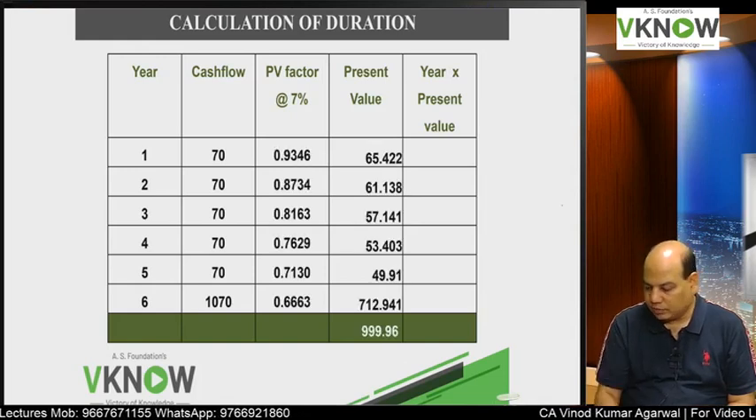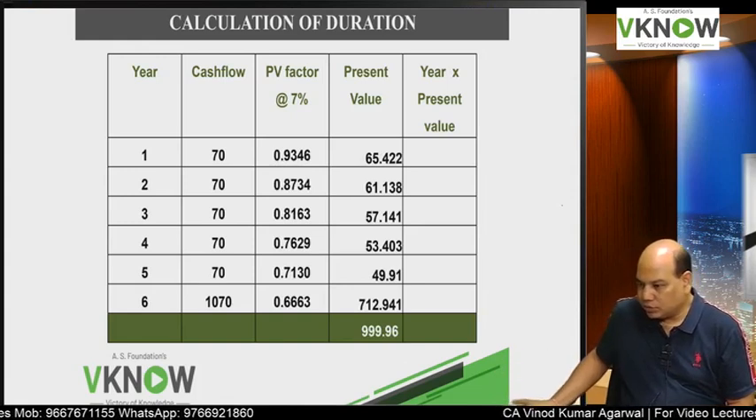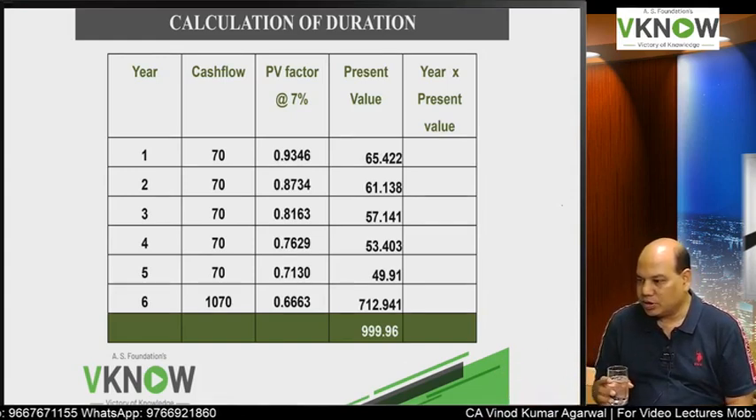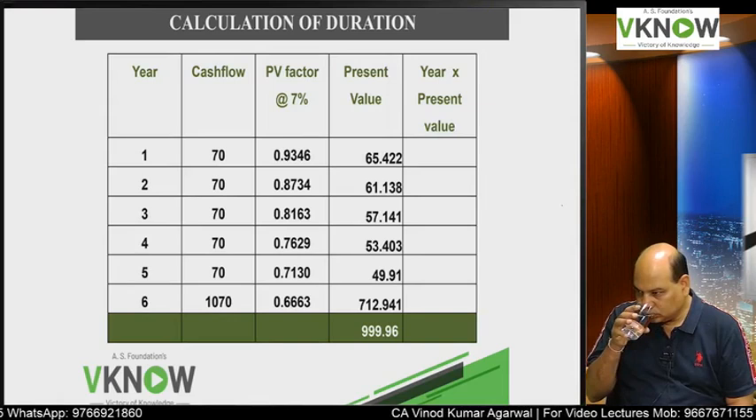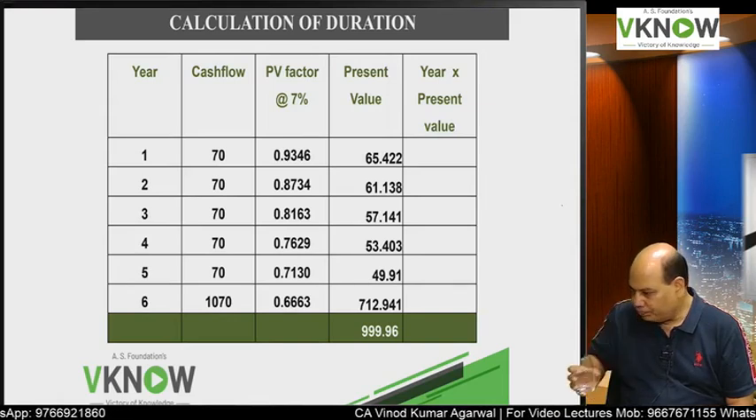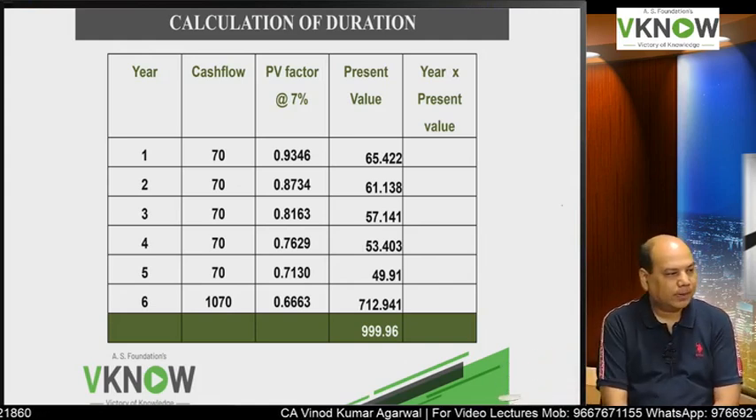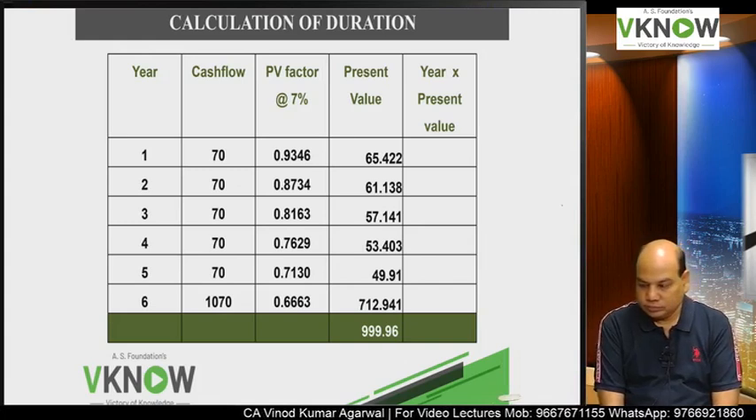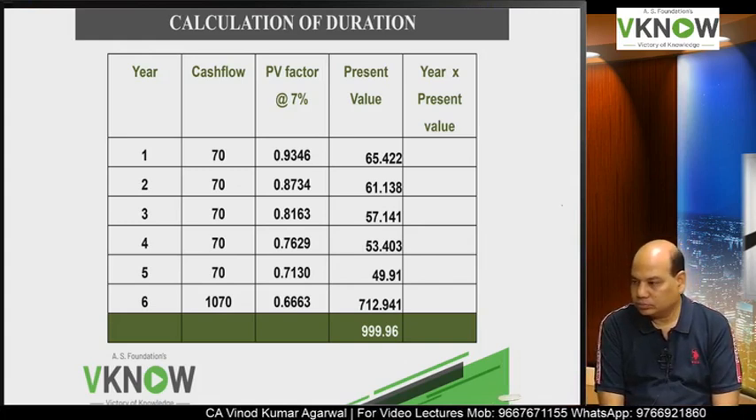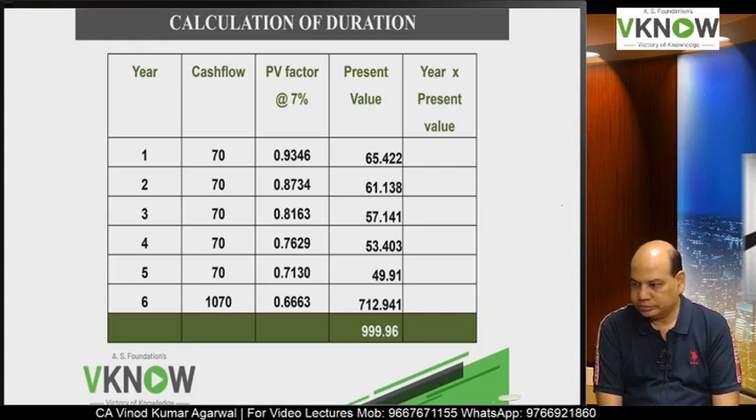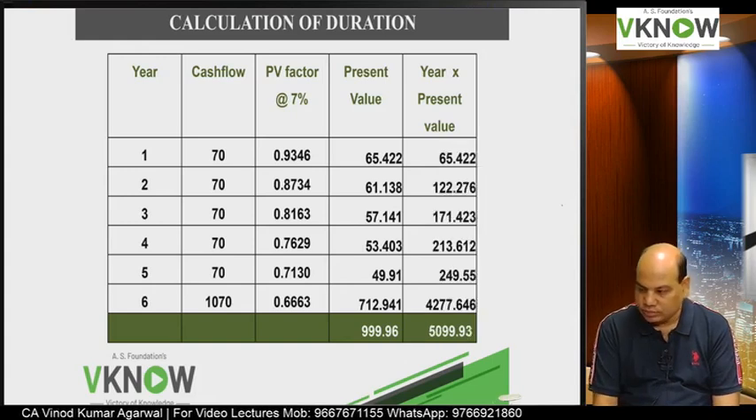What is the present value total? It should come to 1000 because 7% is coupon rate, 7% is discount rate. So you should get present value 1000. After that, solve the last column. Yes, anybody last column total? Last column total. Total of the last column.